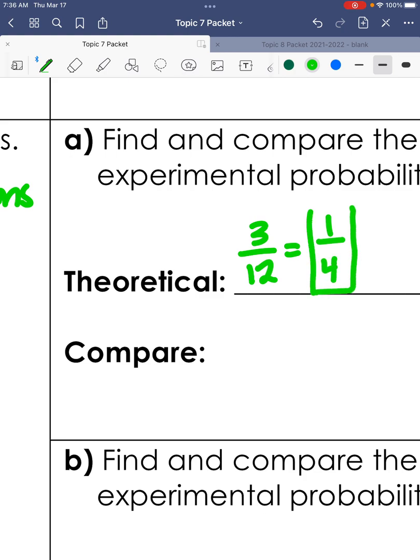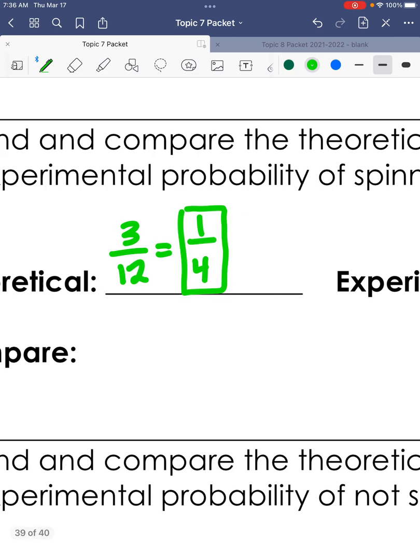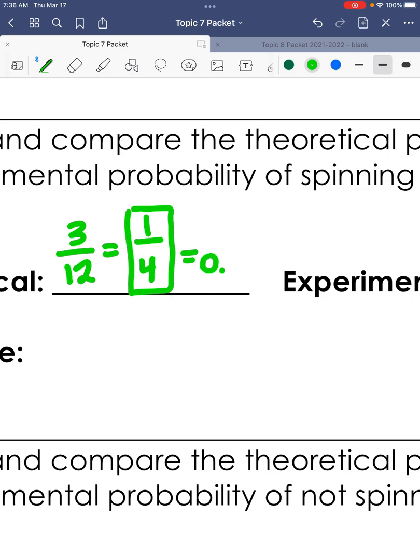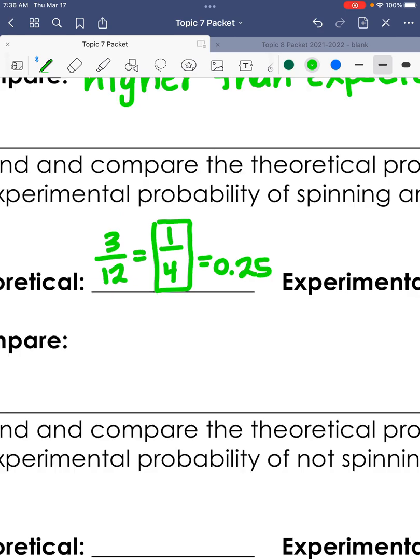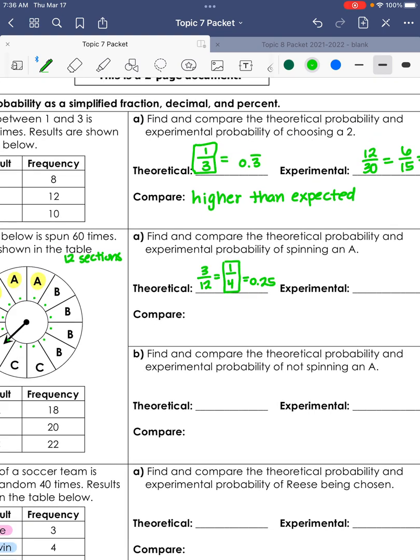So I get 1/4. Well, when I put in my calculator 1 divided by 4 to make this a decimal, I get 0.25. And remember, I'm just changing it to a decimal so it's easier to compare because my fractions might not have the same denominator. Okay, so now let's talk about the experimental probability of choosing an A.